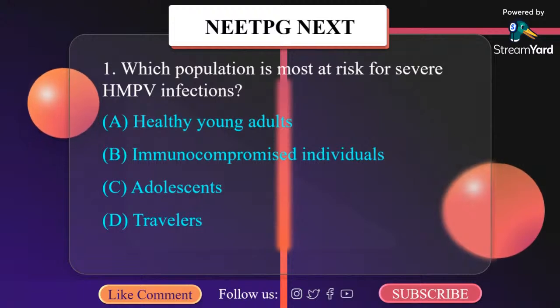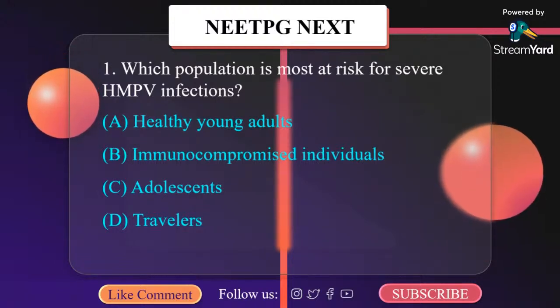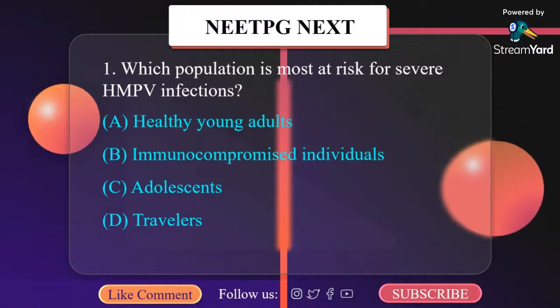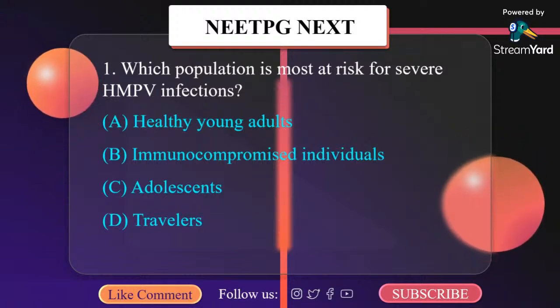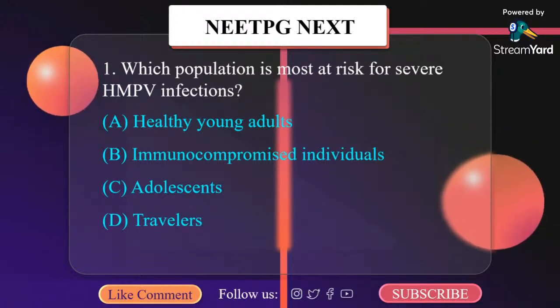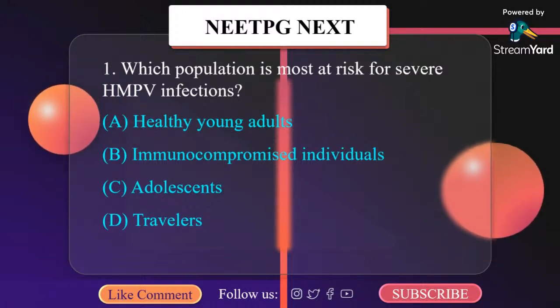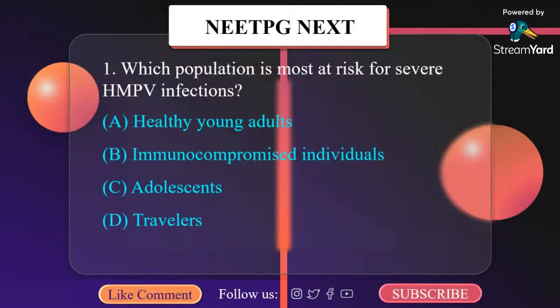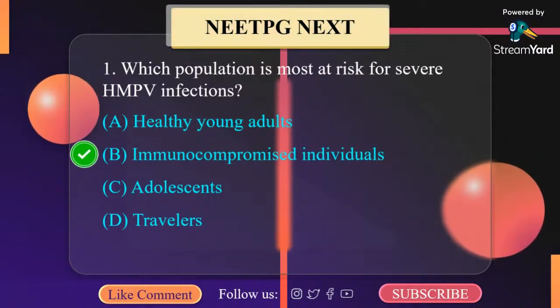Which population is most at risk for severe HMPV infection? Human metapneumovirus infection. A. Healthy young adults, B. Immunocompromised individuals, C. Adolescents, and D. Travelers. While HMPV can infect anyone, immunocompromised individuals, elderly patients, and young children are at higher risk of severe disease, including pneumonia and bronchiolitis. Correct answer here is B.